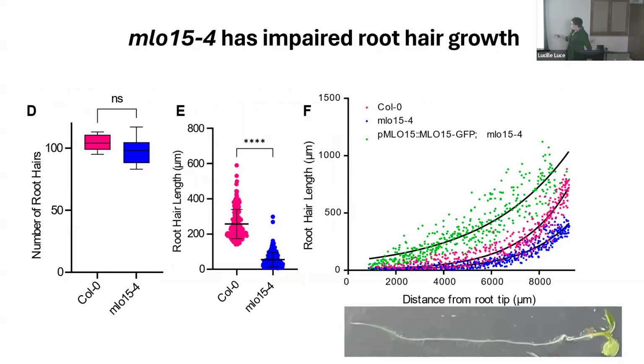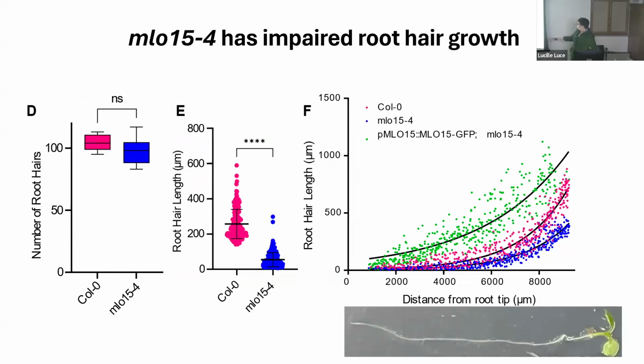So next we looked at root hair growth in Columbia versus mlo15. First, the number of root hairs doesn't really change, but we see the final length is much shorter. And if we just measure root hairs along a root from the tip up to the hypocotyl, we can get a faux growth curve. We can see pink here is Columbia, blue is mlo15, so it grows less.